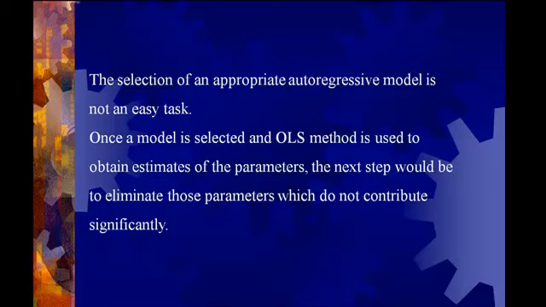The selection of an appropriate autoregressive model is not an easy task. Should you include 1 period back, 2 periods back, 3 periods back, 100 periods back? And what should be the form? Should it be cubes or squares or combinations? No easy task. Once a model is selected, the OLS method is used to obtain estimates. OLS means ordinary least squares, the least squares method that we've been talking about, used to obtain estimates of the parameters. The next step would be to eliminate those parameters which do not contribute significantly.